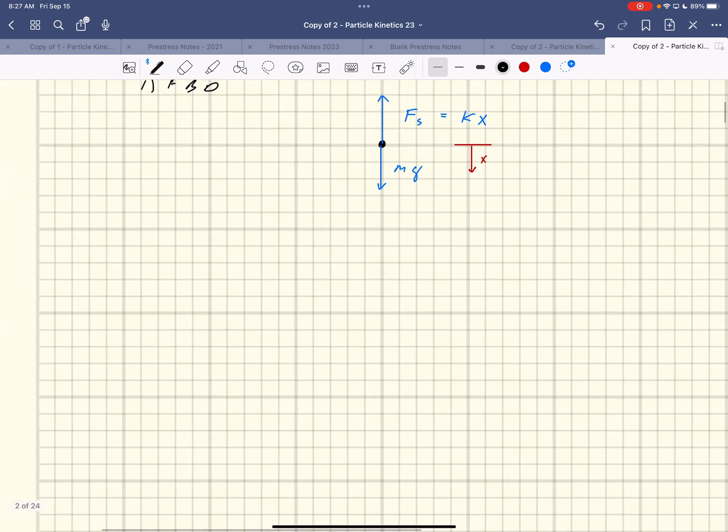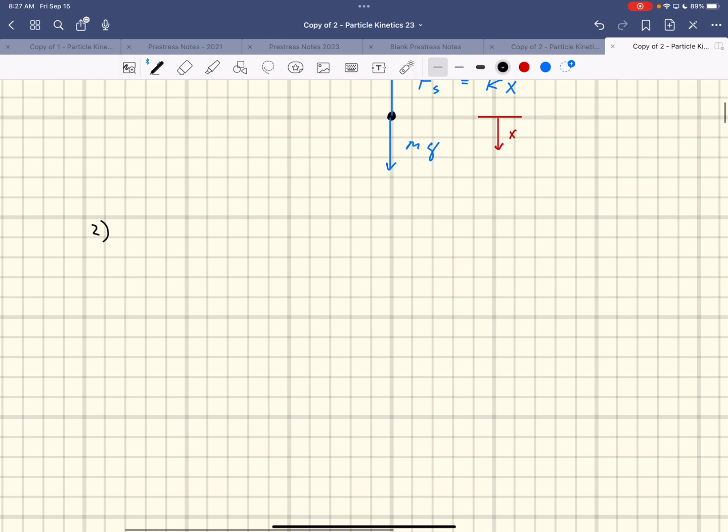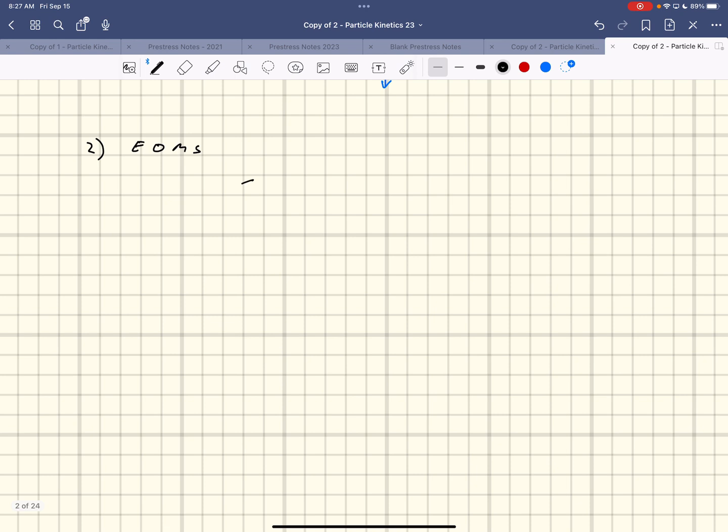Step 2. Right. What was it? Write an equation of motion. It says write down equations of motion. Right. And only one really valid one here, because the other directions are all 0 m's. Sum of the forces in the x direction is equal to mass times acceleration in the x direction. That's our equation of motion.